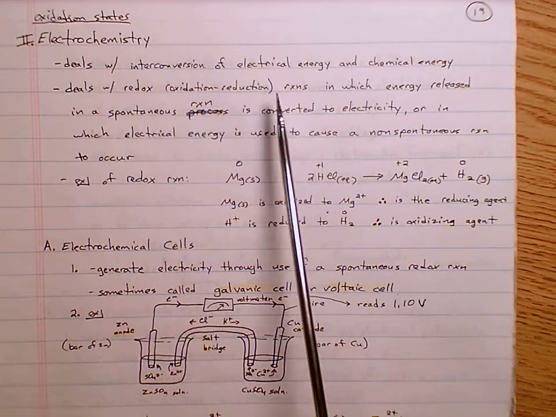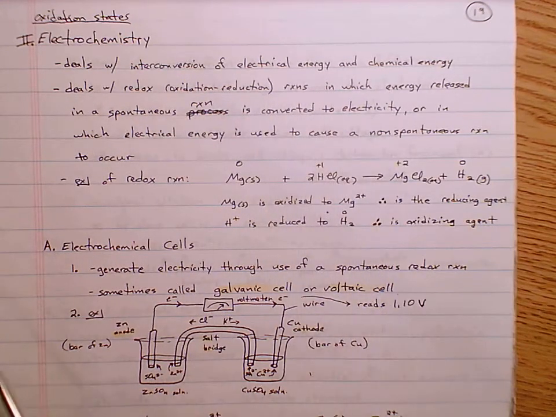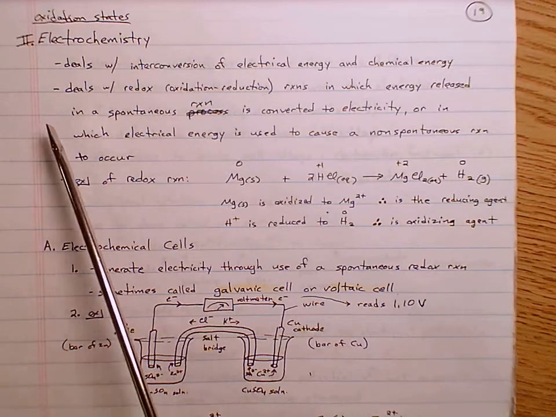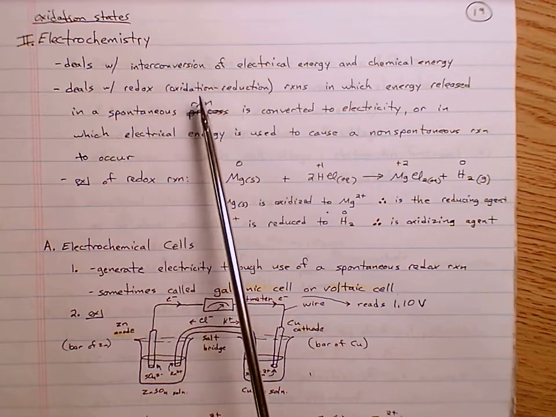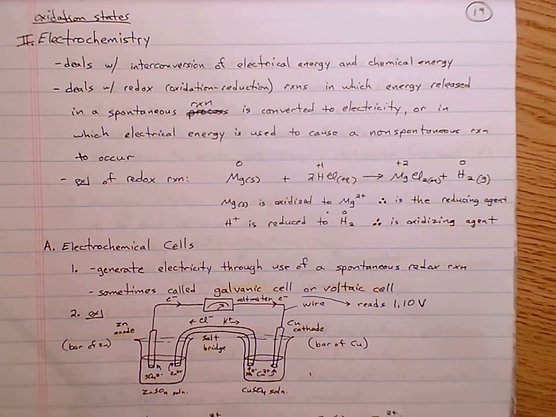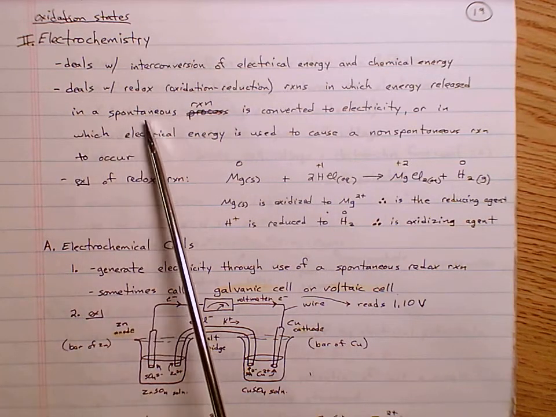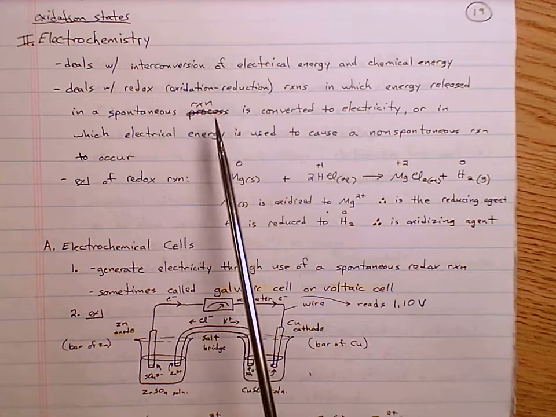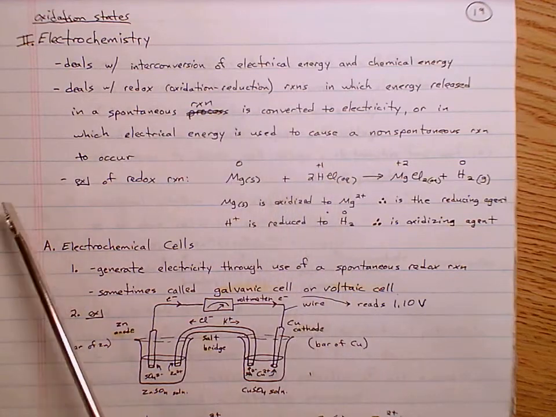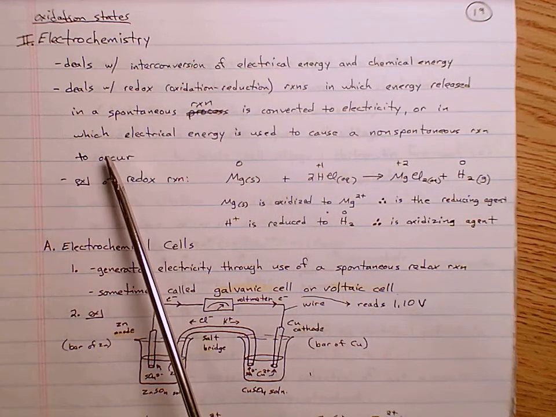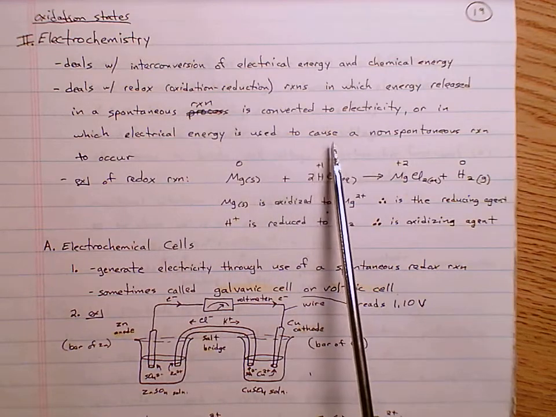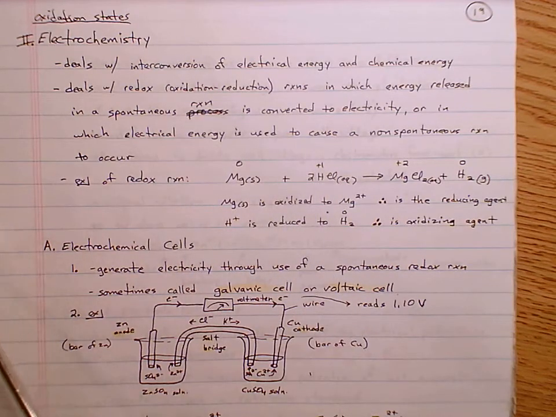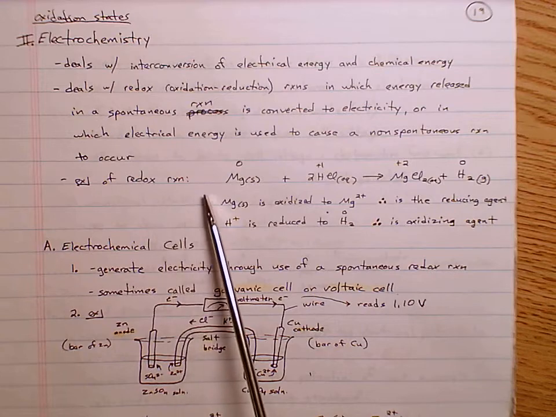Electrochemistry deals with the interconversion of electrical energy and chemical energy. Can you get chemical reactions to produce electricity? This deals with our redox reactions, oxidation-reduction reactions. In a redox reaction, energy is released in a spontaneous reaction, delta G is negative, and is converted to electricity. Or we'll also deal with the end where electrical energy is used to cause a non-spontaneous reaction to occur. And here's an example of a redox reaction.